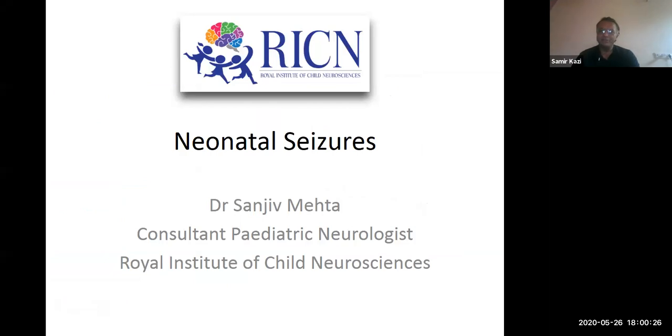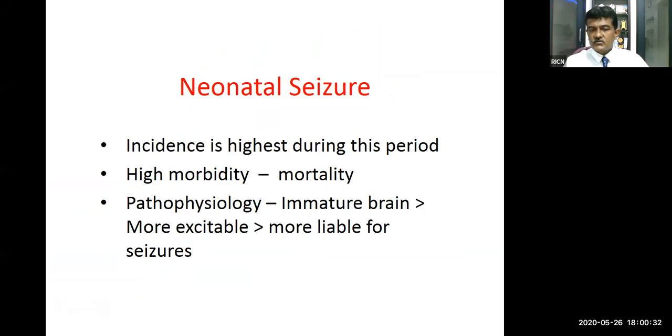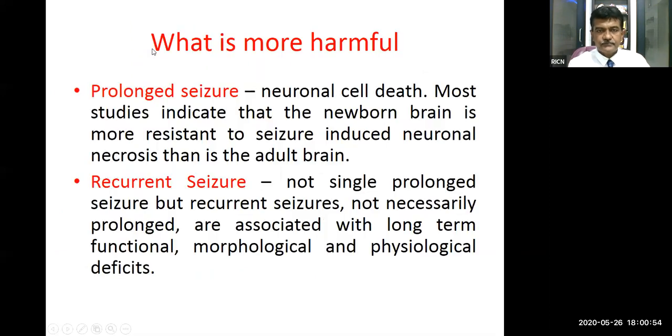So I'm going to talk on neonatal seizures. So incidence is highest and morbidity, mortality is highest in neonatal seizures basically. Because there is a lot of immaturity of the brain, and because of immaturity, it is more excitable. That's why they have increased chance of getting seizures. So this graph is showing maximum incidence in neonatal age.